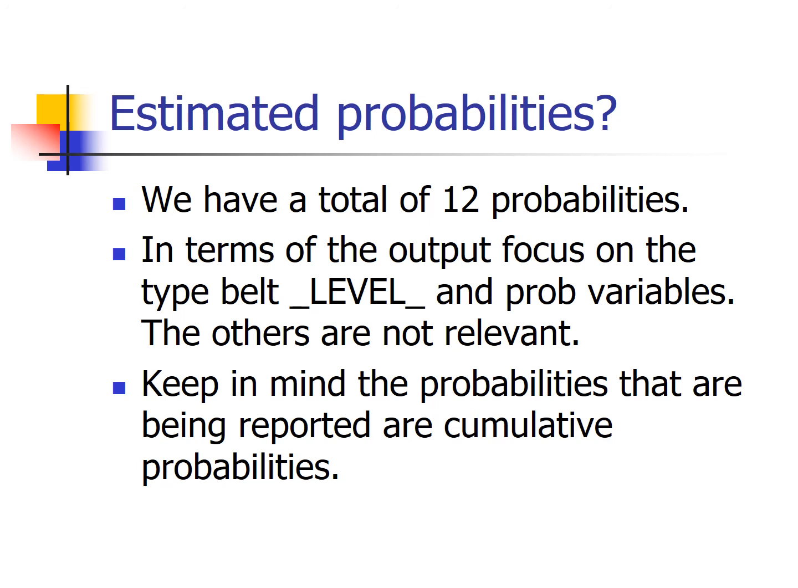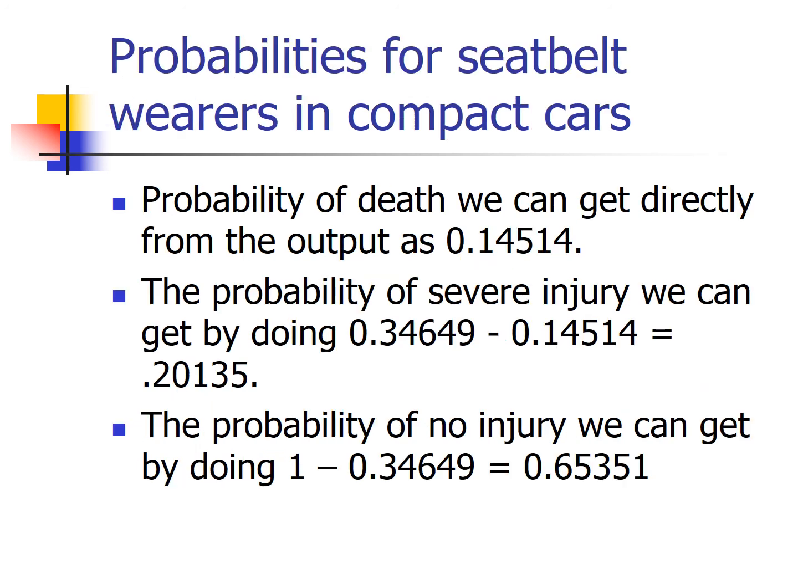Keep in mind, as we already pointed out, that the probabilities that SAS is reporting are cumulative probabilities, not the individual probabilities that we would most likely be interested in. So, you should be able to get and verify these numbers from the output on the previous slide. If you cannot, then reach out to me. I think I do 6 of the 12. So first I focus on seatbelt wearers in compact cars.